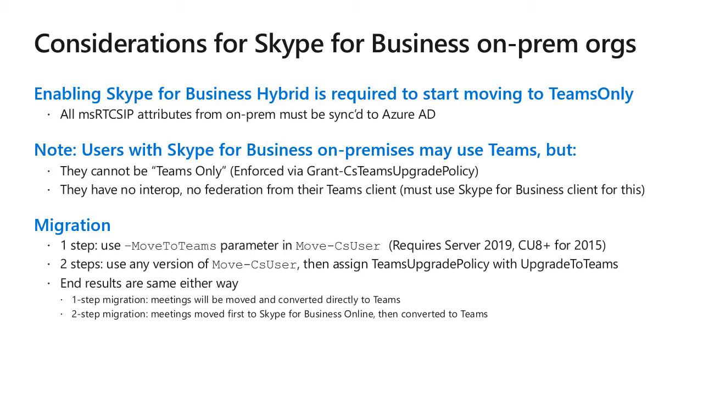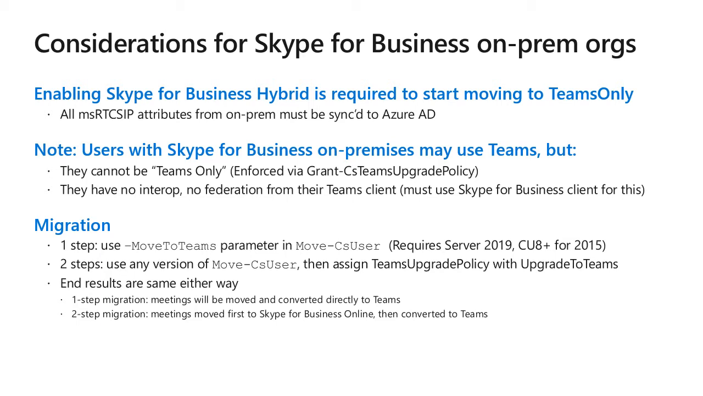Now, how do we get to Teams from the Skype for Business on-premises environment? Well, there's actually two processes you can do. There's a one-step migration where you simply utilize the Move-CsUser cmdlet with the -MoveToTeams parameter. That cmdlet is actually available in Server 2019, as well as CU8 and higher for Server 2015. This one-step cmdlet will actually take the user's Skype for Business account from the on-premises environment, move it into Office 365, and automatically assign the Teams-only coexistence mode. We'll also ensure that we convert their meetings from Skype for Business meetings to Teams meetings.